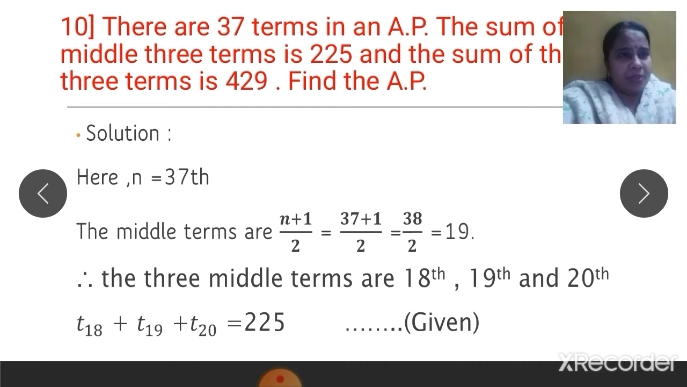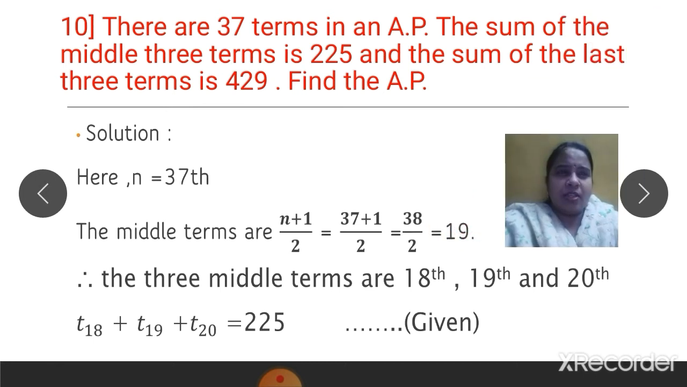Any odd number given to you, if in exam I change it to 43 terms in an AP and I want the middle term, so what you will do? 43 plus 1 upon 2, as I have done here, same way you will do that. 43 is an odd number, so you add 1 to it and divide by 2, you will get the middle term. So here I get the 19th term as the middle term, right? There are 37 terms in which the 19th term is the middle term.